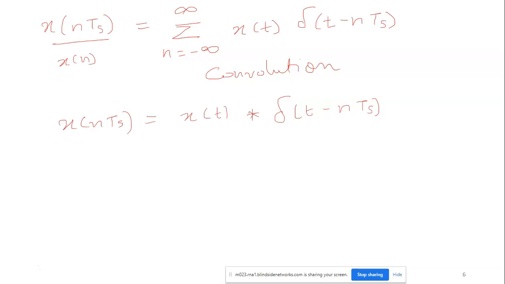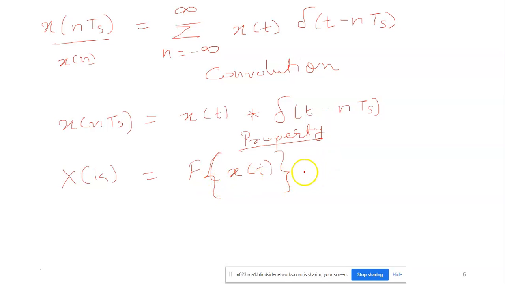Now if I take the Fourier transform on both sides, it will be represented as X(k) = F of x(t). Now we know the property. What is the property? The property of the Fourier transform states that a convolution in the time domain is multiplication in the frequency domain. So F of x(t) will be multiplied with the Fourier transform of this delta(t - nTs).